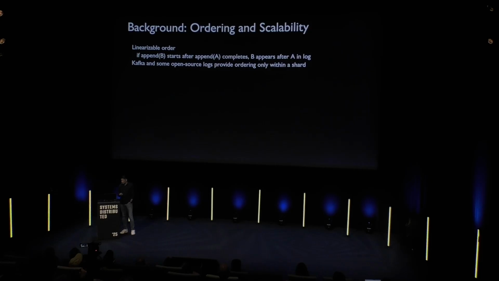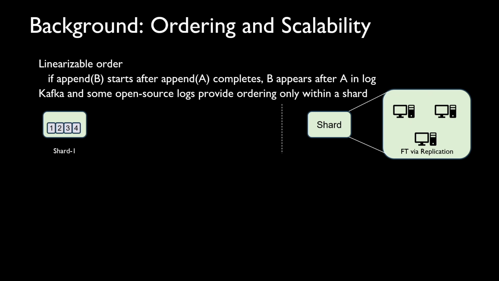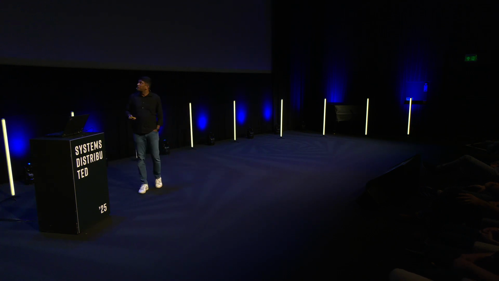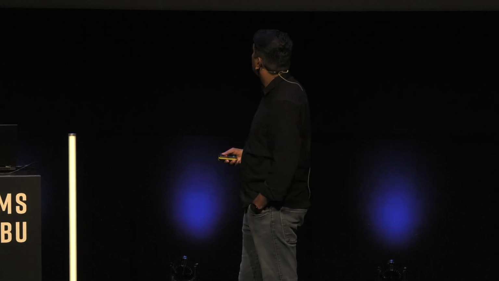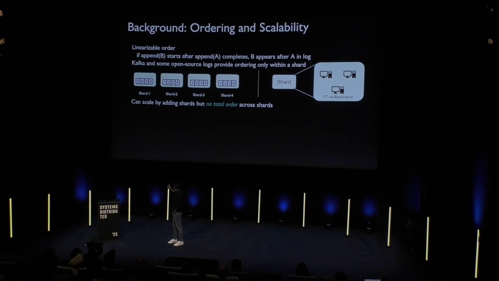Many implementations like Kafka and other open source logs provide ordering only within a particular shard, right? When I say a shard, think of it as a fault-tolerant unit which achieves fault tolerance via replication, something like Paxos or Raft. So you have a shard which is fault-tolerant, and you have a bunch of records which are replicated across these three replicas in the shard. Here we have 4 records. Now, if you want to scale your Kafka system, you can add more shards to the system. You can get scalable throughput, but the catch is you don't get total order of records across the shards. So there is no way for you to tell whether the first record on shard 1 comes before the first record of shard 2.